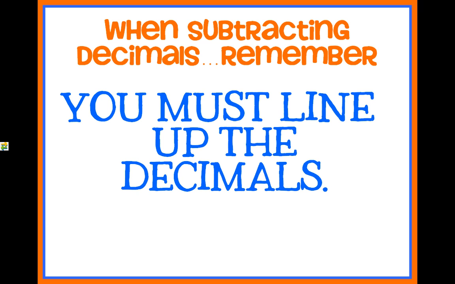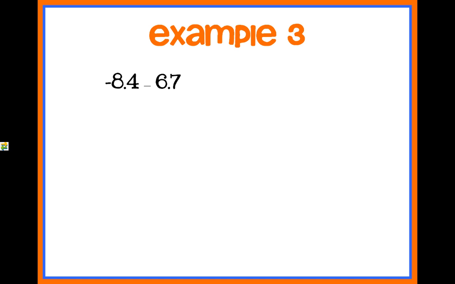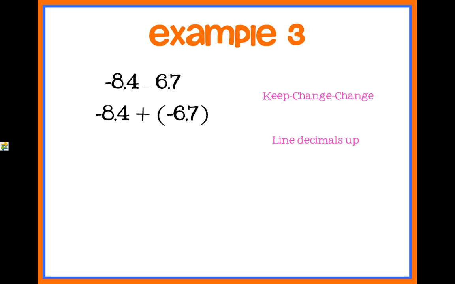When subtracting decimals, just like adding, you must line up the decimals. So looking at example number 3, we have a negative 8.4 minus 6.7. If you notice, this is not a problem that's just really easy to subtract, so you're going to keep change. We kept our negative 8.4, changed our minus to a plus, and changed the positive 6.7 to a negative 6.7. We're also now going to line our decimals up.